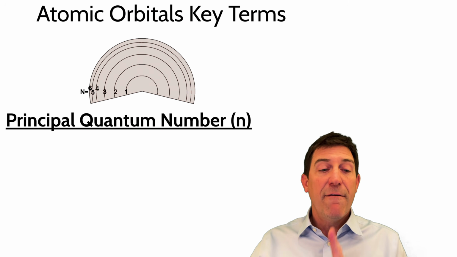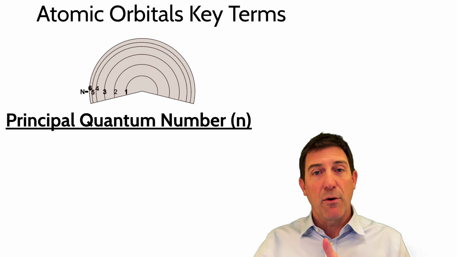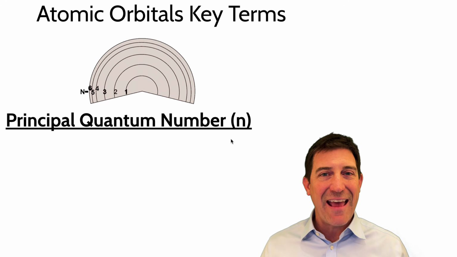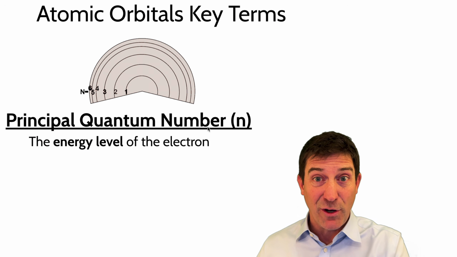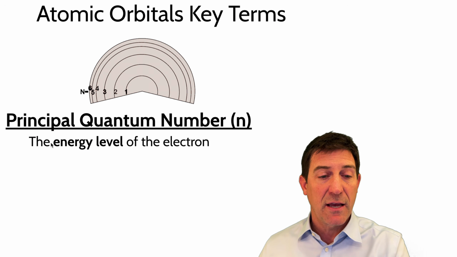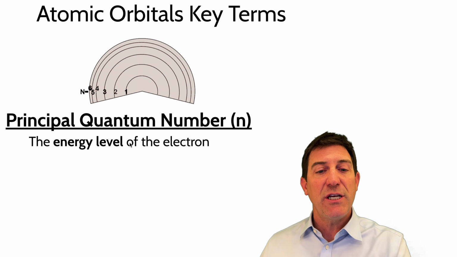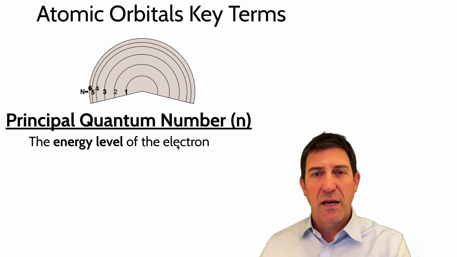First one is the principal quantum number, which we use the little letter n to represent. Again, this is why you need to understand quantum to be able to do this. Principal quantum number is the energy level of an electron. It's the energy level where an electron currently is.